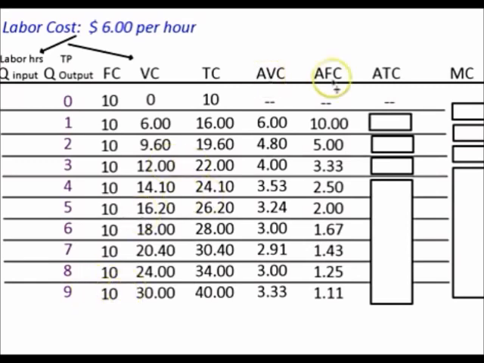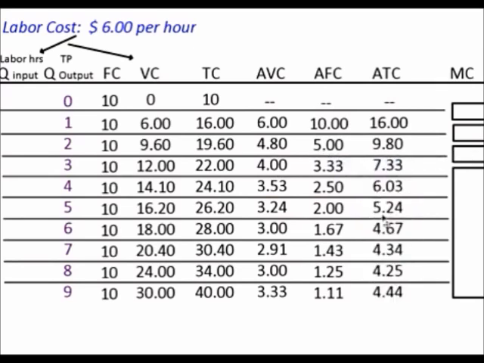All right, let's go to average total cost. Average total cost is average variable cost plus average fixed cost. 6 plus 10 is 16. 4.8 plus 5 is 9.8. 4 plus 3.33 is 7.33. So pause the video, add these all up, AVC plus AFC, and fill in the blanks. All right. There are the answers. Check your numbers, make sure you're correct.